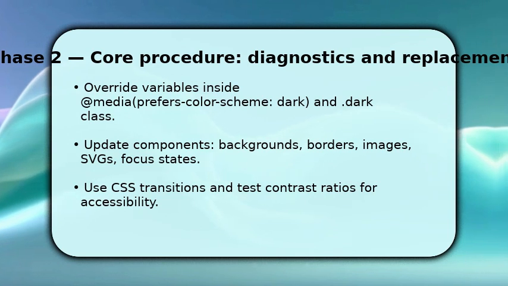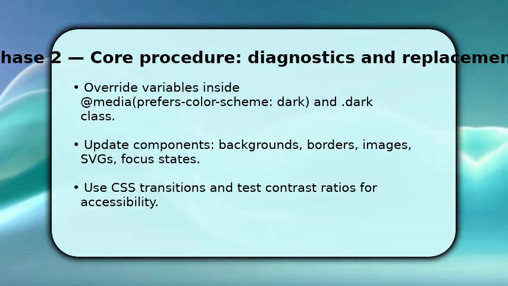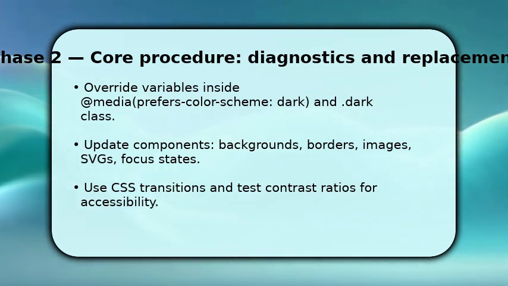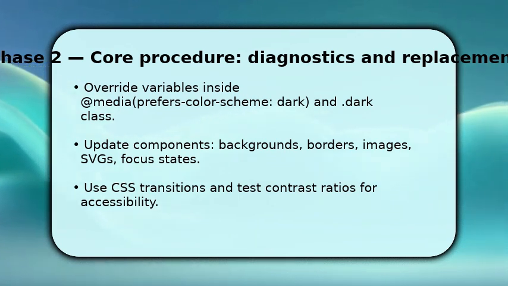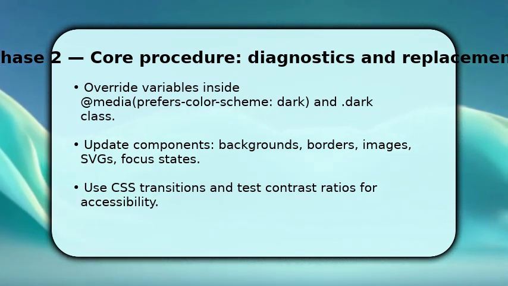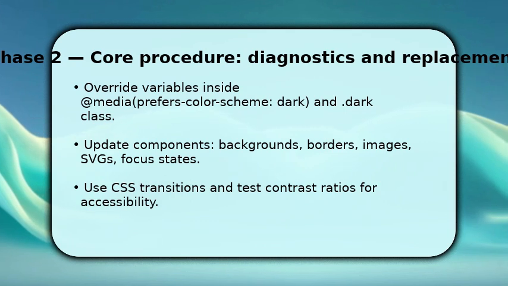Update components, backgrounds, borders, images, and inline SVG fills so nothing pops with wrong contrast. Apply transitions for smoothness and audit color contrast to meet accessibility goals. Make sure to adjust focus outlines and hover states. Without that, keyboard users may lose context. Once done, user flows should remain clear in dark mode.